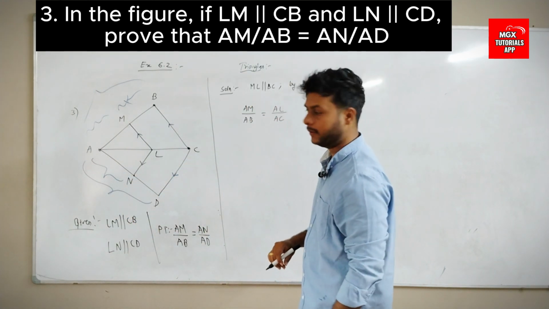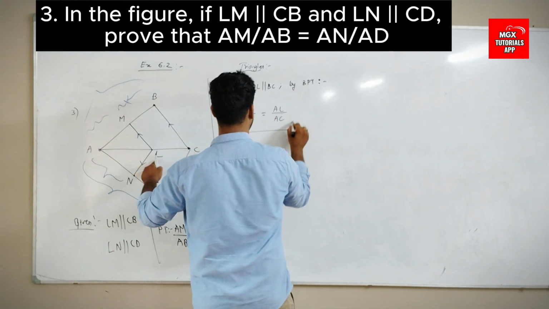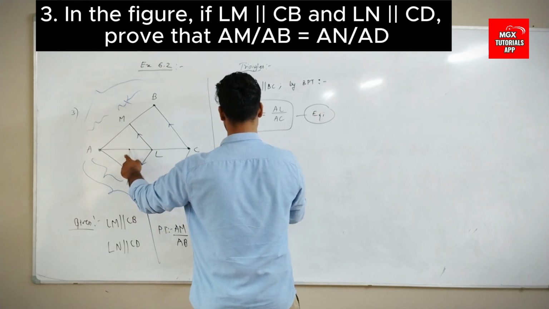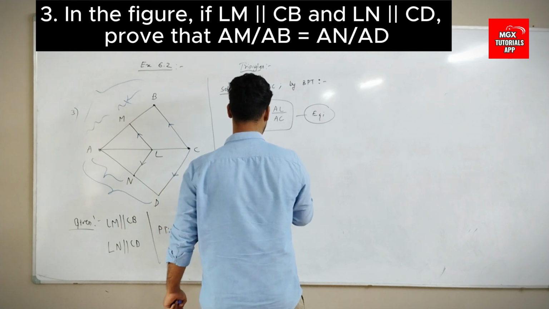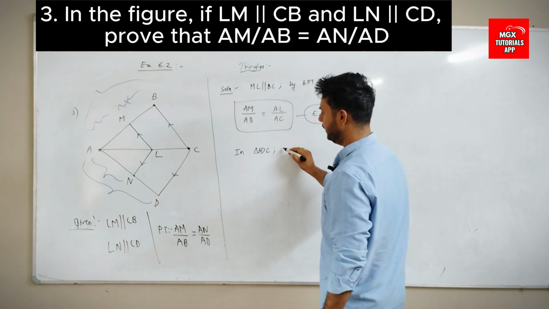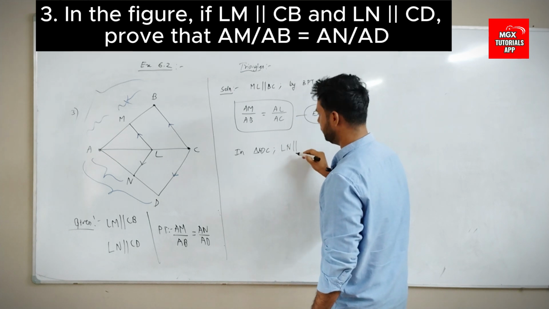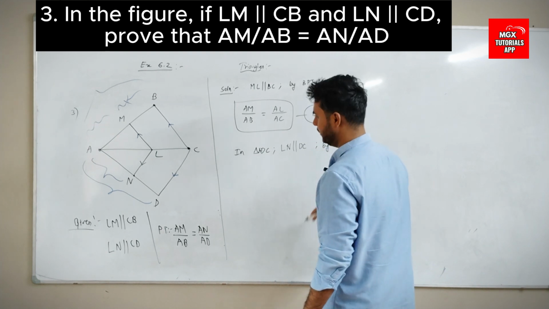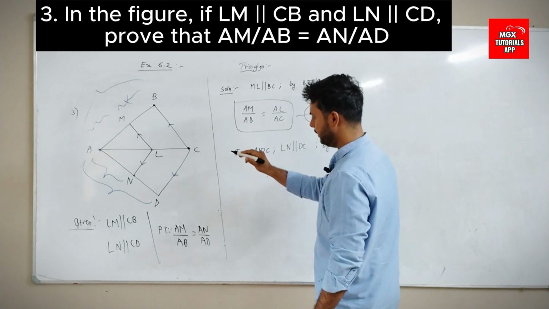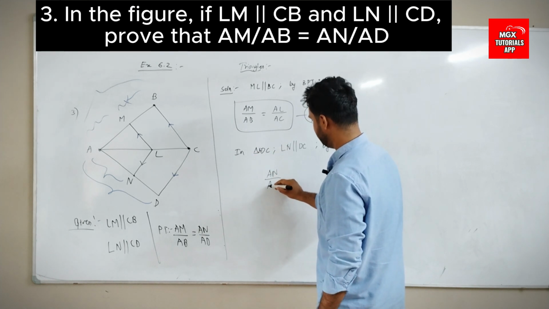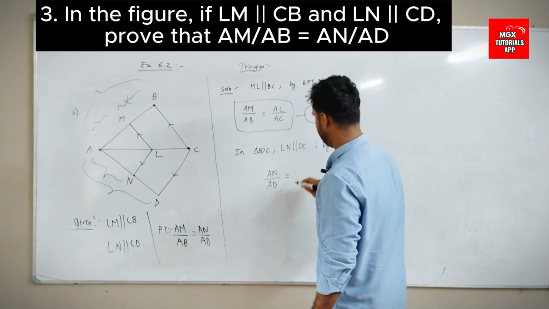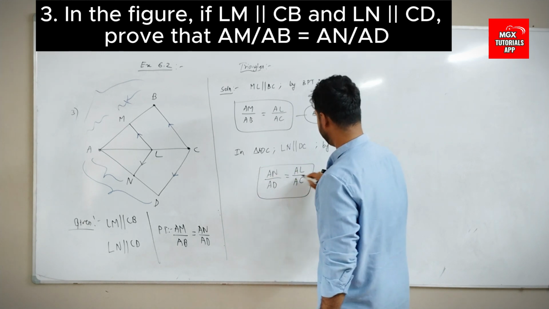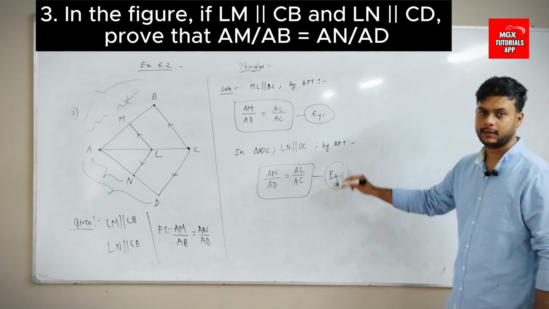Okay. Now come to this triangle. This is equation 1. In triangle ADC, LN is parallel to BC by BPT, so AN by AD is equal to what? AL by AC. Perfect. Any doubts? Any doubts how I did?